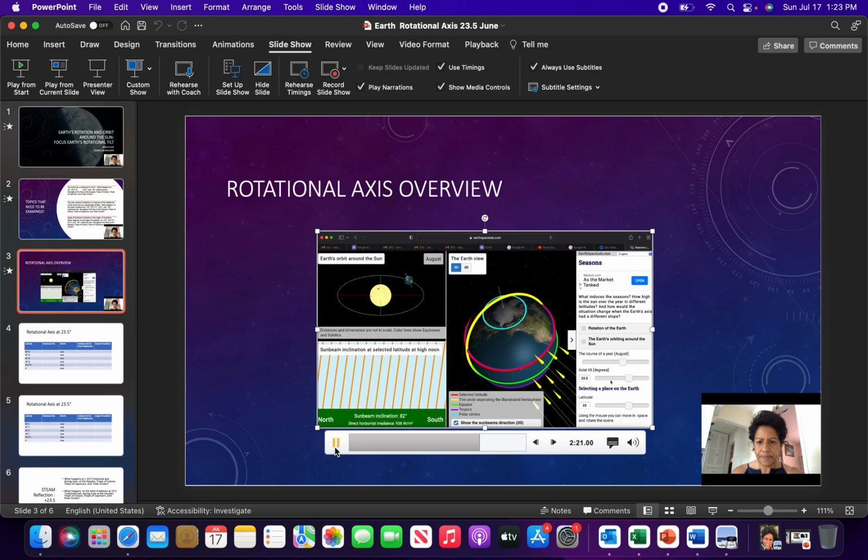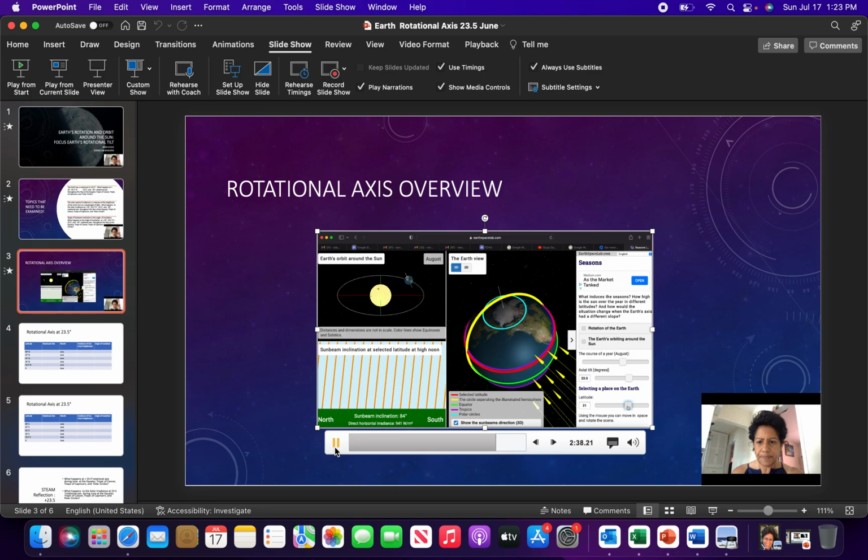We've gone over the axial tilt. We've gone over the latitude. We've gone over the 2D, 3D. We've gone over the sunbeam inclination, which is the insolation. We've gone over the direct horizontal irradiance.